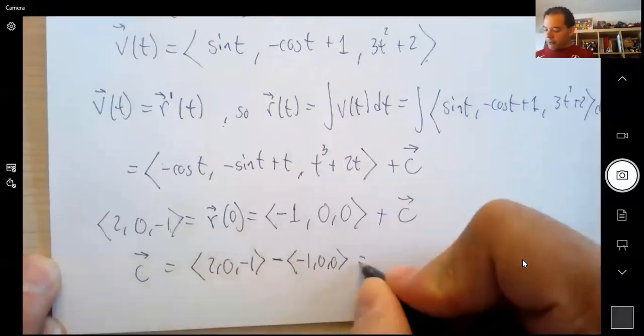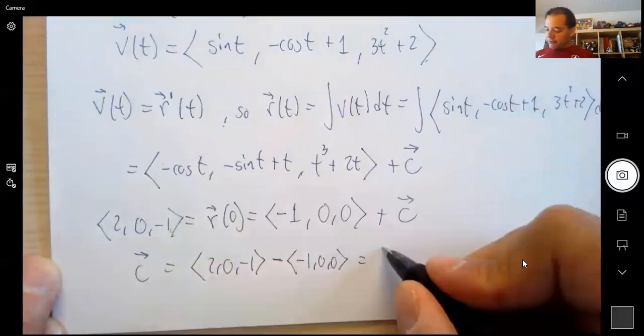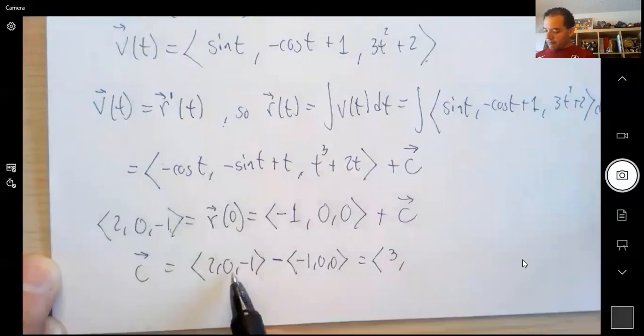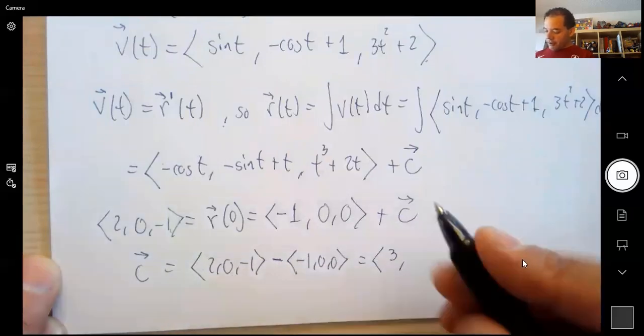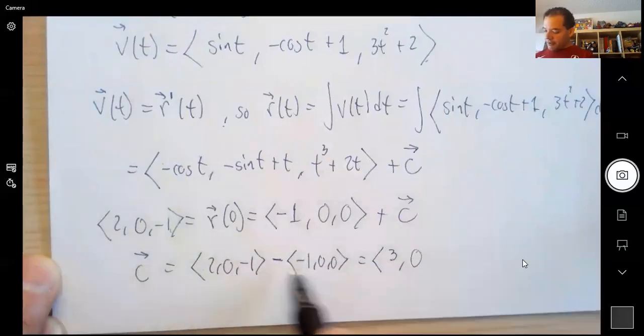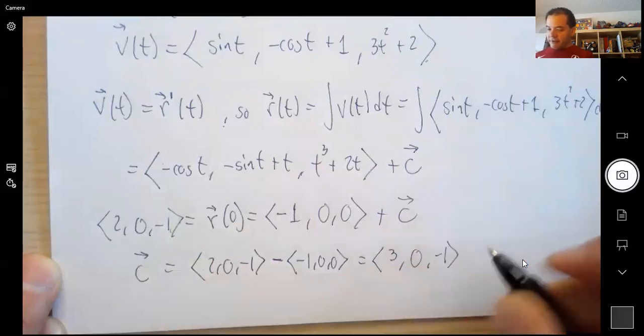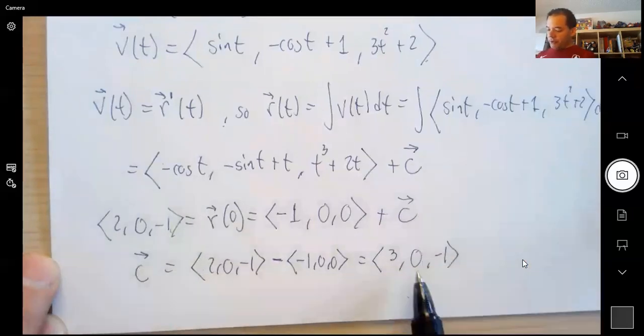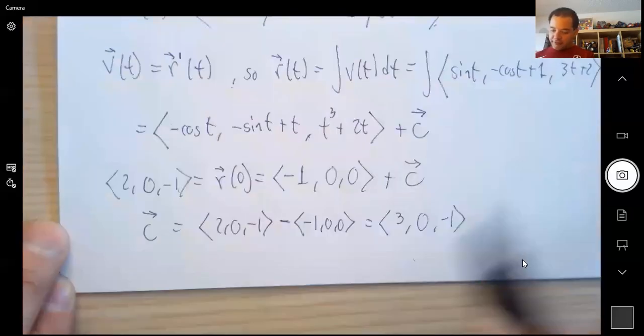And you do this component by component. So 2 minus -1, that's 3. 0 minus 0 is 0. And -1 minus 0 is -1. So that's it. You get the vector c. Then you can put it together in here. So here's the answer.